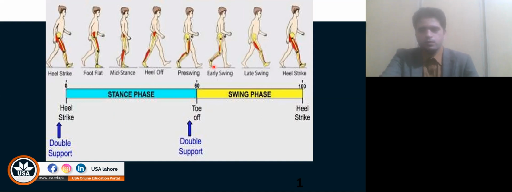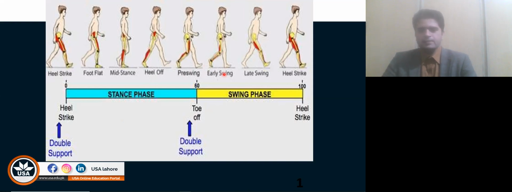What is the early swing? The foot has gone off the ground. As soon as the foot goes off the ground, the early swing phase starts. Okay, class? So we continue on forward. Then after that is the mid swing.